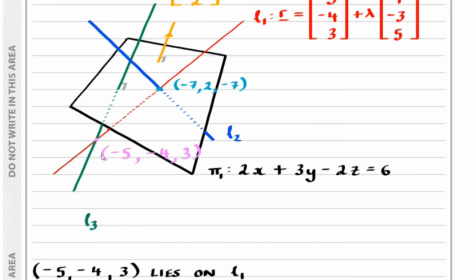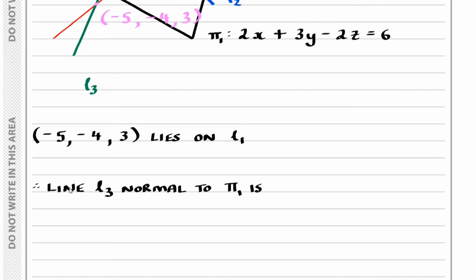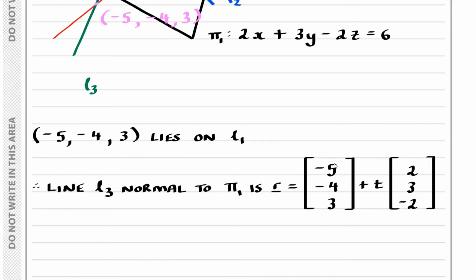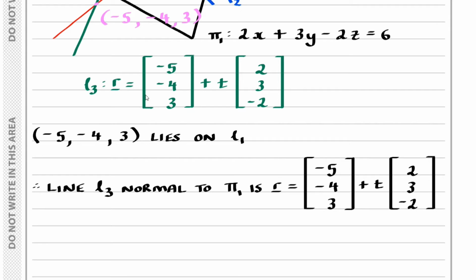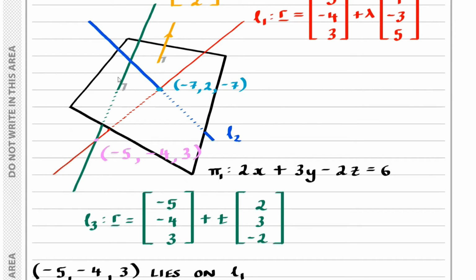That's shown here. So what we can now do is find the equation of L3. We know the direction vector, we know the point it passes through. So the line L3, normal to pi1, is given by r = (-5, -4, 3) + t (2, 3, -2). And we can add this to our diagram. What we can now do is find where L3 meets the plane pi1, and that's this point here.